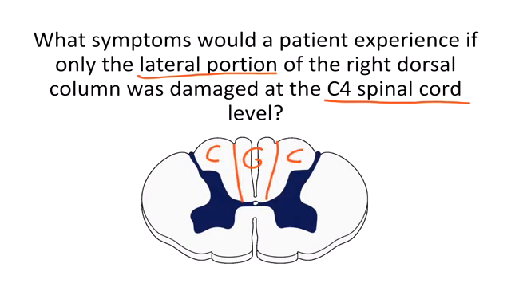So we know that this side is the patient's right, and this side is the patient's left, and this is the C4 spinal cord level. And that makes sense because this image looks like a cervical spinal cord level based on its unique shape, which we discussed in part 1 of this section. So if the right lateral portion of the dorsal column is damaged, we'll fill in this damaged area here.